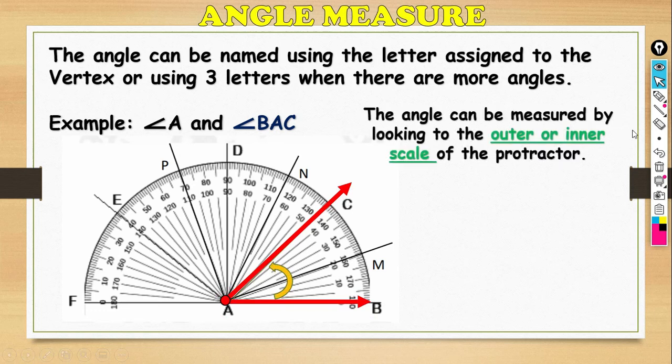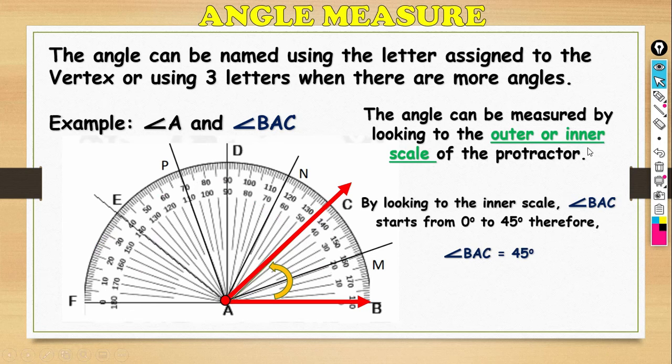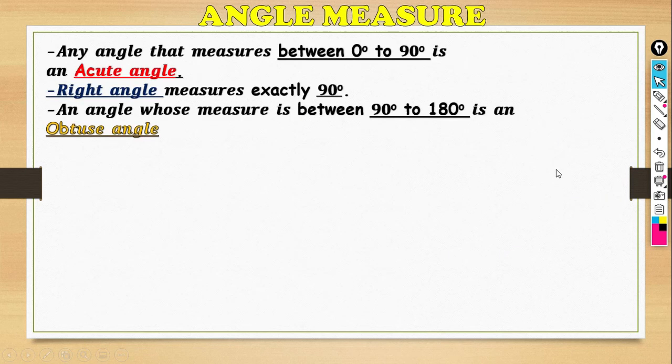So, the angle can be measured by looking to the outer or inner scale. So, yung sinasabi inner and outer dito, ito yung inner, yan, from 0 to 180. And then yung outer naman, from left to right naman. So, 0 to 180. So, pwedeng sa kaliwa ka mag-start or sa kanan. So, by looking to the inner scale, we can measure angle BAC. So, starting from 0 to 45 degrees. So, therefore, angle BAC is equivalent to 45 degrees. So, ganoon na mag-measure ng angle gamit ang protractor.